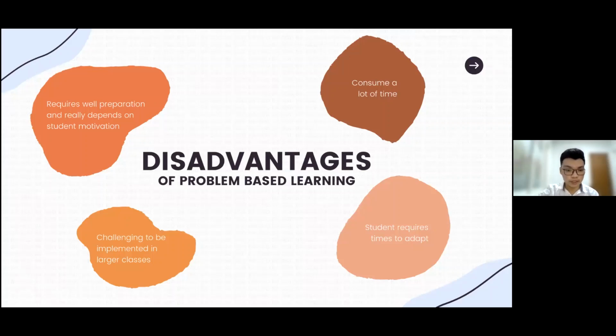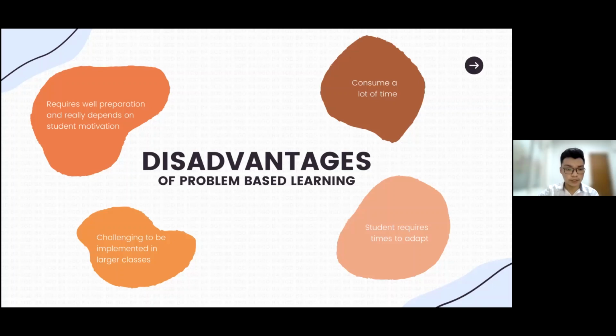The second one is that it requires good preparation and really depends on student motivation. Student motivation, preparation, and prior knowledge play an important role in the success of problem-based learning, as it requires critical thinking and strong motivation in order to solve the problems. It will be very challenging for students who lack experience and knowledge related to the topic to be able to give correct solutions to the problem.